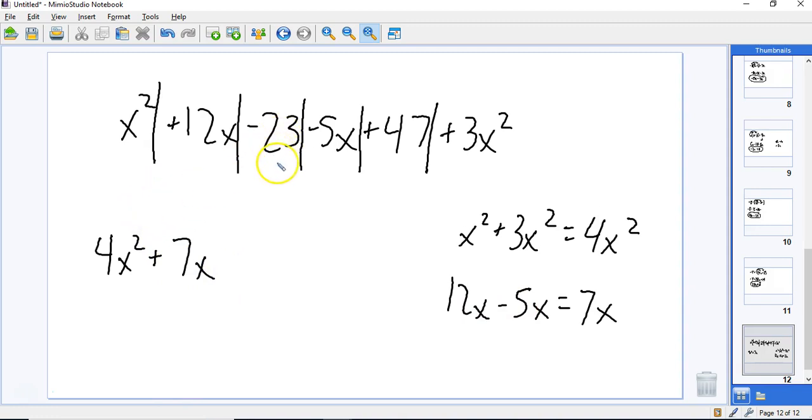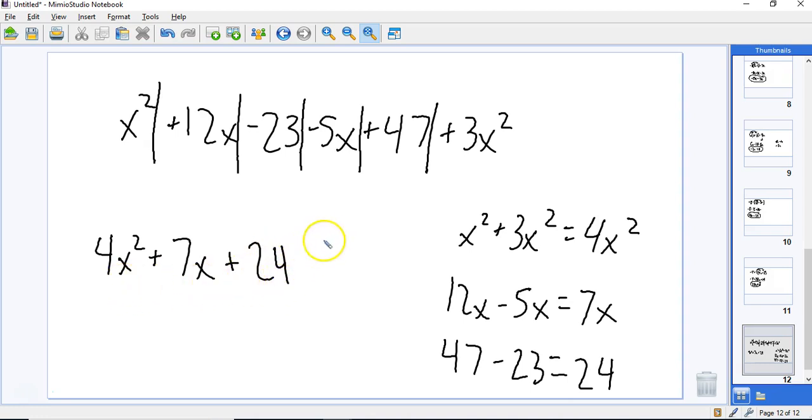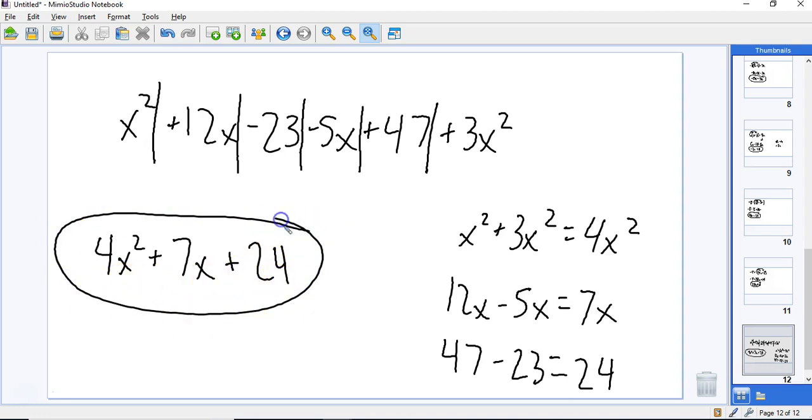Then I'm going to deal with the constants. I've got a negative 23 and a 47. I'm going to put the higher number first and just subtract 47, 23. I'm going to get 7 minus 3 is 4. 4 minus 2 is 2. And that's positive because the bigger number is positive. So plus 24. There are no more like terms. This is my final answer.